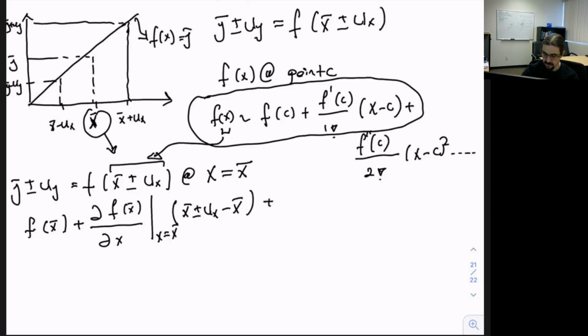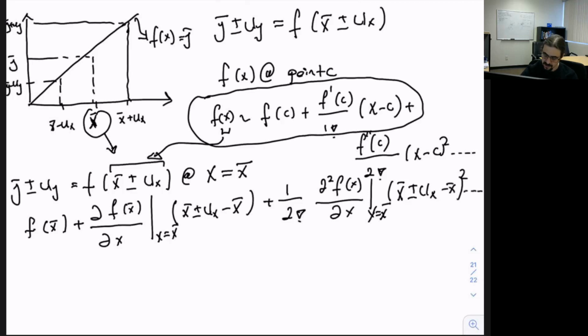Okay, I can write the second term here if you want to, so that will be 1 over 2 factorial, right? That will be d squared f(x) over dx squared at x equal x bar, times (x bar plus minus ux minus x bar) squared, and so on and so forth. For the purposes of our application, we are also going to assume that this is small enough, so that it goes to 0, so we're going to ignore the second order term, okay? And then here's the x bar, here's the x bar, so they cancel each other out, okay?